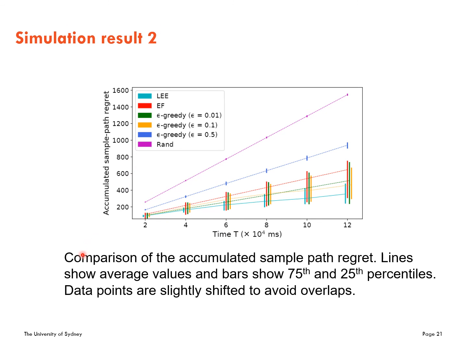Lastly, we also compare the accumulated sample path regret. The lines here show the average value and the bars here show the 75 percentile and the 25 percentile of each result, and the data points are slightly shifted to avoid overlaps. So it is quite clear to see that LEE has the smallest accumulated regret compared to all of the benchmarks, and the variance is much smaller compared to the greedy algorithms.